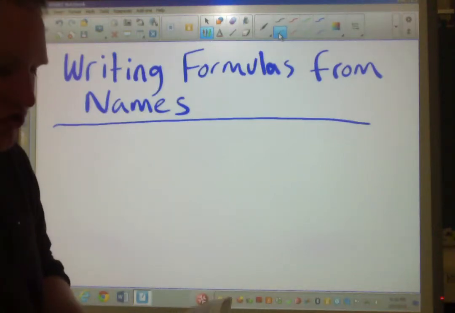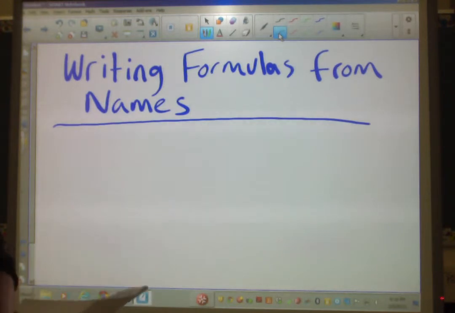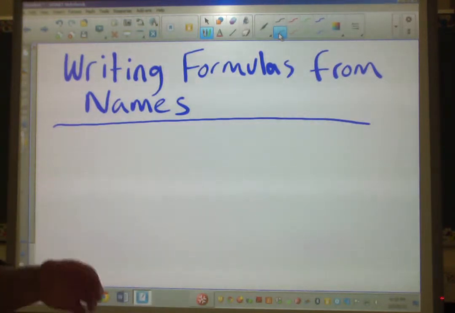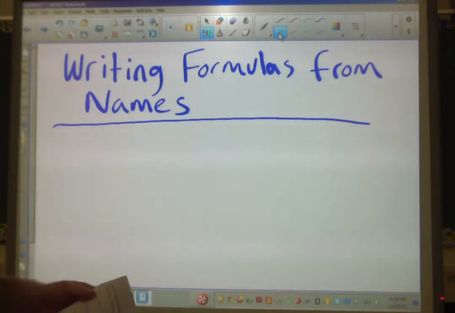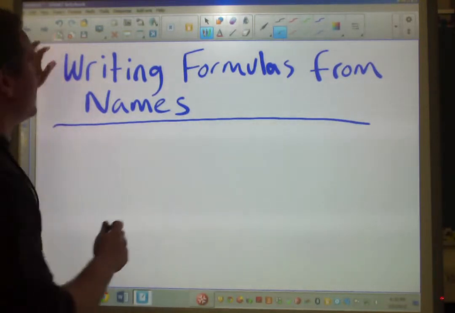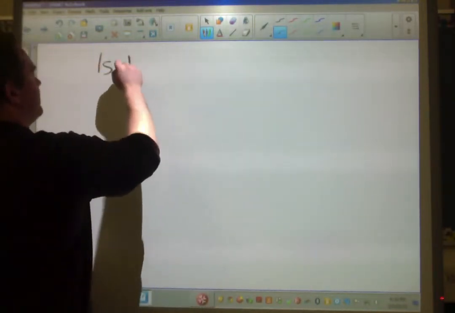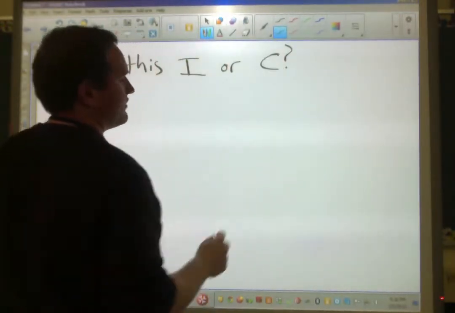Okay, the next video I'm going to show is sort of coming from the other direction, writing formulas from names. Now this is, I would say, a little bit easier, and I think most people would agree. So, similarly to before, the first question we always have to ask ourselves is this ionic or covalent?